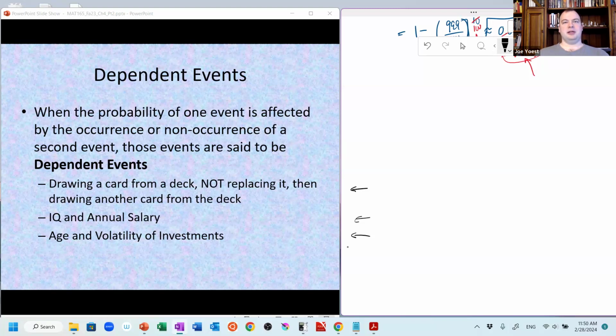These are probably dependent events, say event A, whether a person is over 50 versus under 50, and event B, whether they have a high volatility versus low volatility portfolio. And we might define that according to something like the standard deviation of their investments. So these might be examples of dependent events.